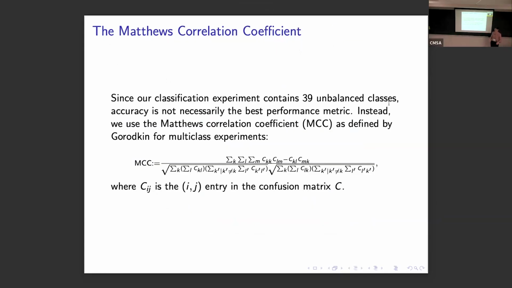To give you a definition in the big sum that you probably can't read in the back, the Matthews correlation coefficient has generally been used for binary classification if the classes are not balanced. But there is a generalization to multi-class experiments as well. The terms that show up here are the entries in the confusion matrix. If you're thinking of binary experiments, true positive, false negative, all of that. Now, if you have a 39 by 39 confusion matrix, it takes into account all of those values.